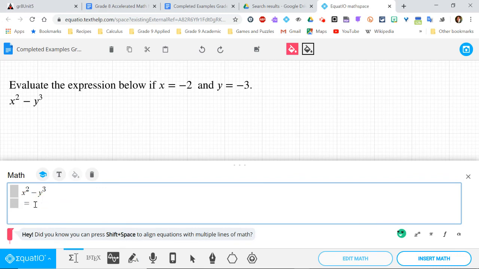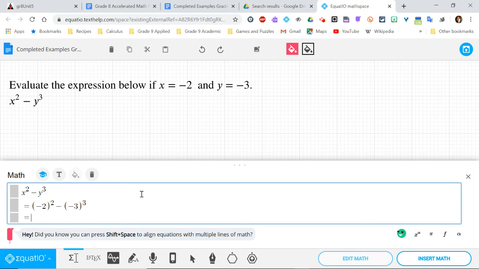A big thing in math, whenever you're replacing a variable, you have to use a bracket to substitute in, and I'll explain why as we're doing this. So I have bracket -2, close bracket, to the power of 2, minus open bracket -3, close bracket, to the power of 3. So then I'm going to do Shift Enter. I'm going to put equals.